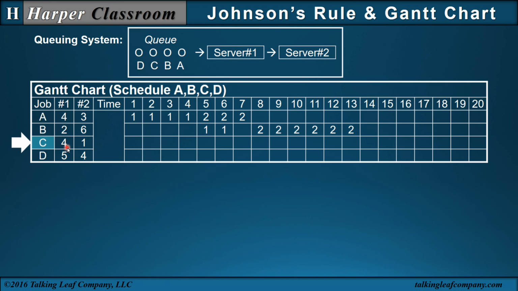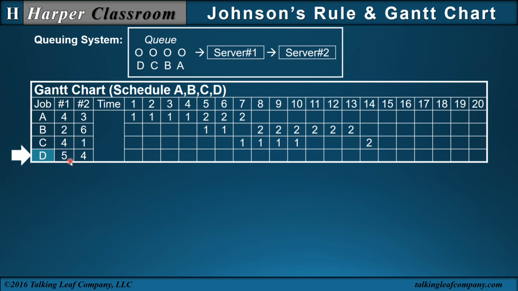Job C spends 4 days on server 1. But again, it has to wait for server 1 to finish with A and B before it can process C. Then it can process C for 4 days. Then C moves to the second server for 1 day, but it has to wait for the second server to be available. And then once it's available, then it can process C for 1 day.